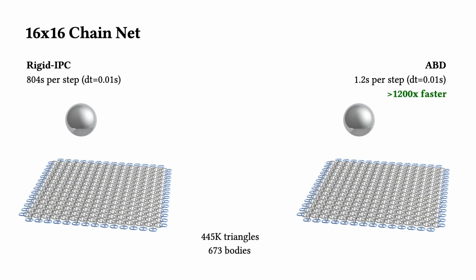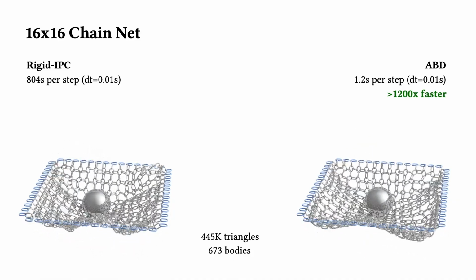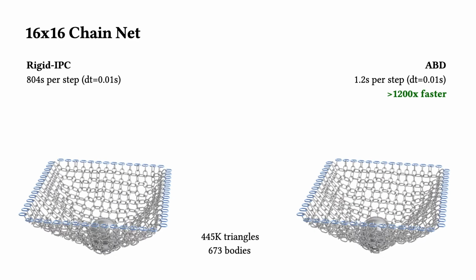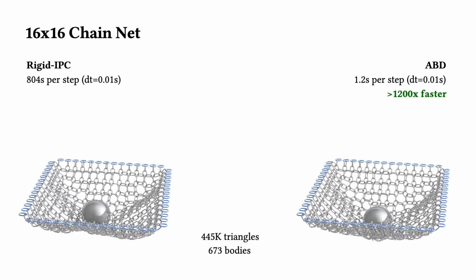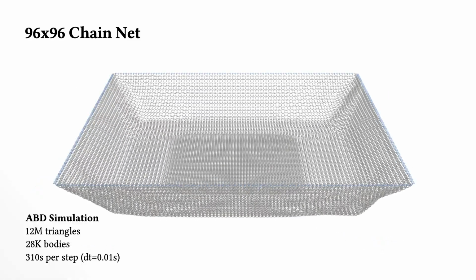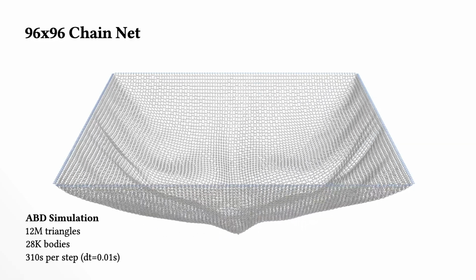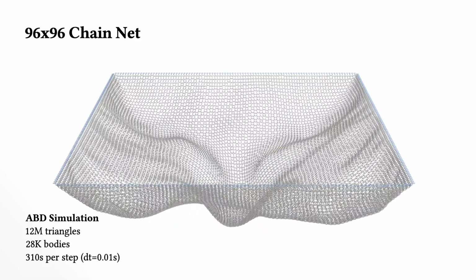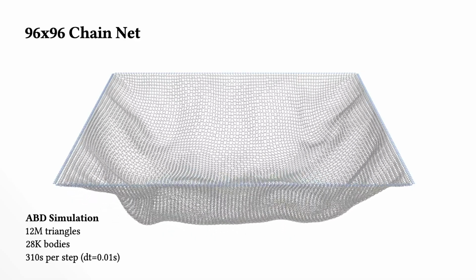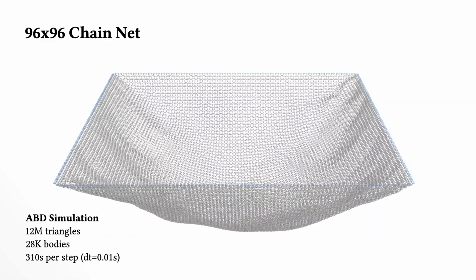Next, we increase the chain net to 16x16, and also further increase the simulation complexity by dropping a heavy falling sphere onto it. Here, ABD now outperforms rigid IPC with a 600 times speedup while continuing to provide intersection-free trajectories. As we continue to grow the scale of the domain, here at a 96x96 chain net, we're well past what is possible for both the rigid IPC and Bullet solvers. With a domain this large, the chainmail net rebounds with the initial waves clearly propagating along.